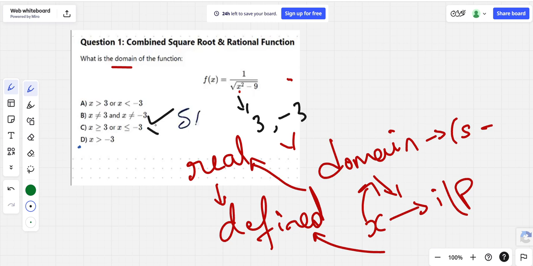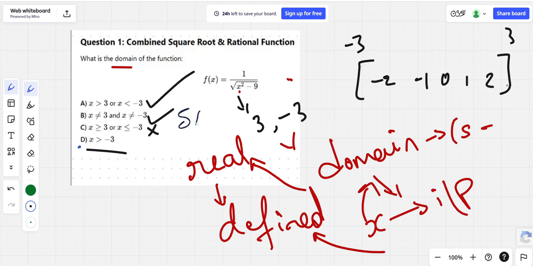And C is not possible because it's including 3 and negative 3, and x is saying you can have positive 3, so not possible. In this case, what we're going to do, have a look at this A. A says x can be greater than 3, x can be less than negative 3. That means not including the values between negative 3 and positive 3. That means 2, 1, 0, 1, 2.